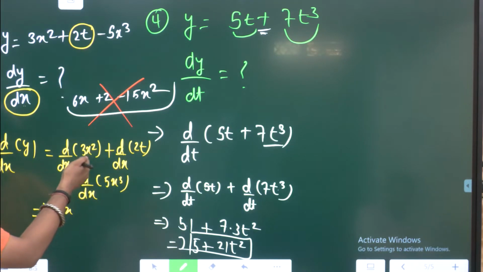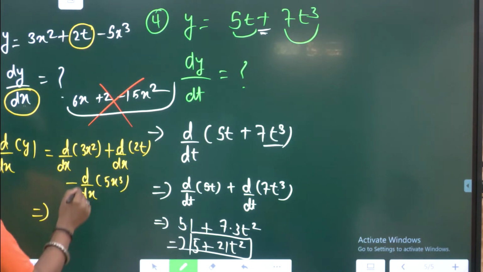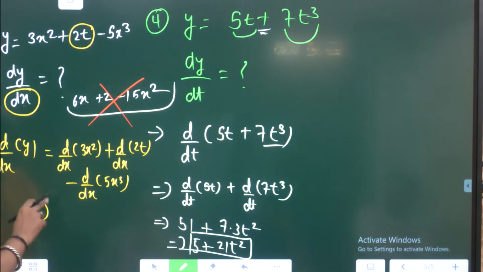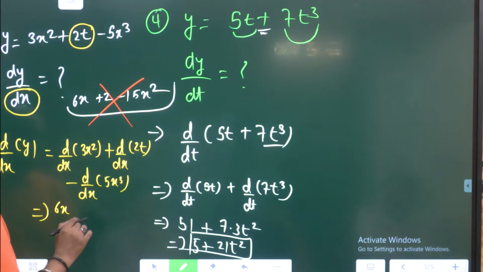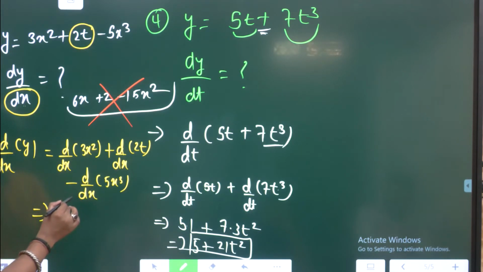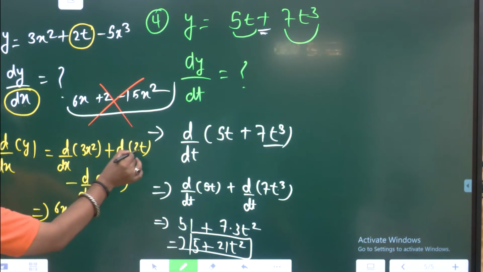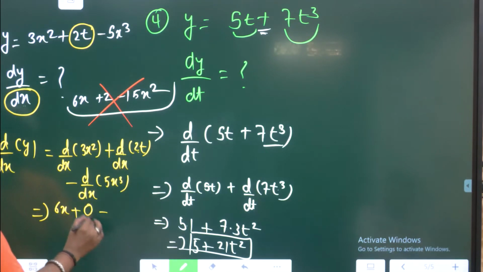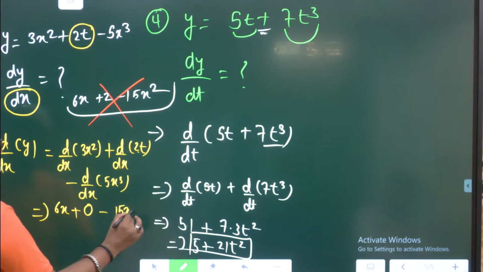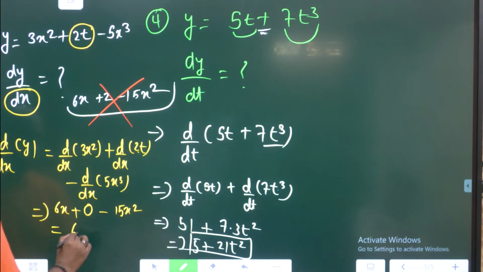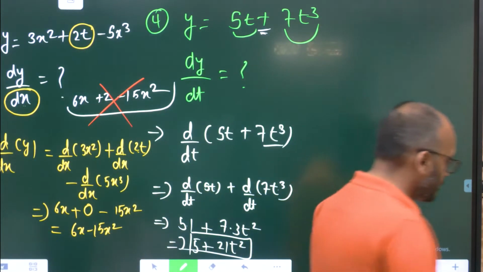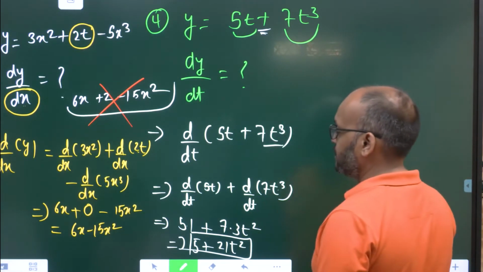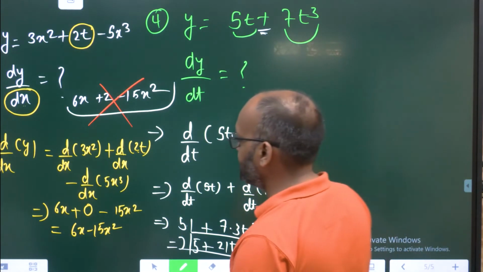6x, doing it directly. Should I solve it or should I write it directly? No, directly. 6x plus 15, sir. Minus. Minus sign is there. Minus 15. Yeah, minus 15. This will be 0. 15x squared here. 6x. Clear or not? It will be minus 15x square. That's the answer.